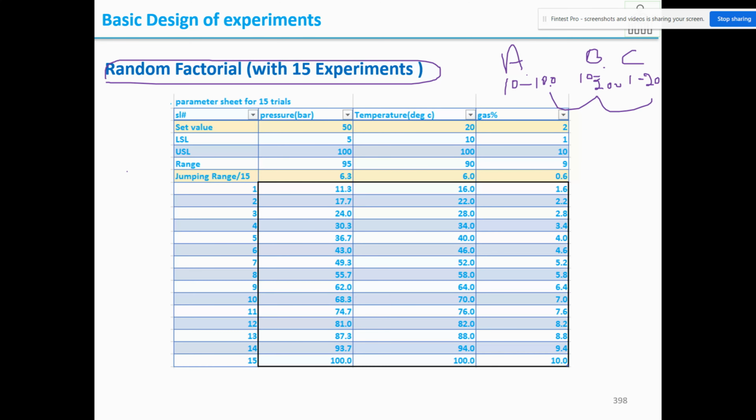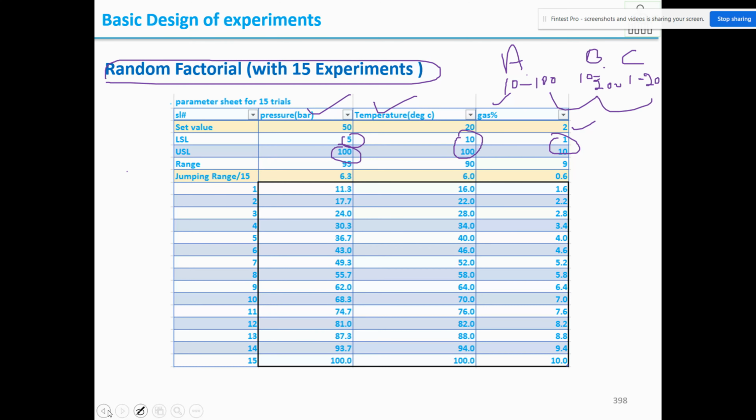Now let us see an example here. Pressure, temperature, gas percentage. Three parameters they have taken. Now the LSL of pressure can be changed from 5 to 100. Then coming to temperature, this is a set value, and from 10 to 100 we can change. And gas percentage, 1 to 10 we can change. And this is the present set value.